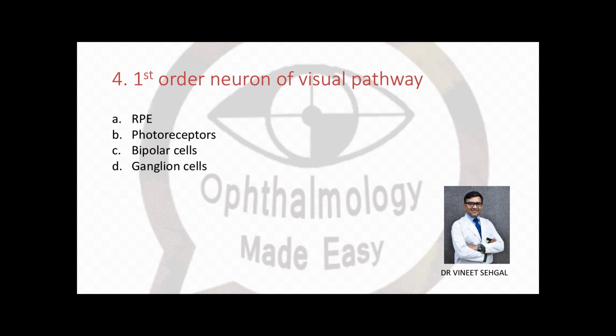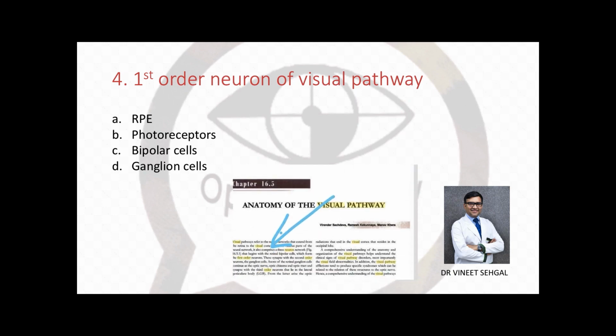So next question was a controversial question. The question was first order neuron of the visual pathway. Now, according to most of the ophthalmology books, as you can see here in the reference also from the PG Ophthalmology by Dr. Vanathi ma'am, here also it is very clearly written that the bipolar cells are the first order neurons. So I would go here as answer as C, that is the bipolar cells.